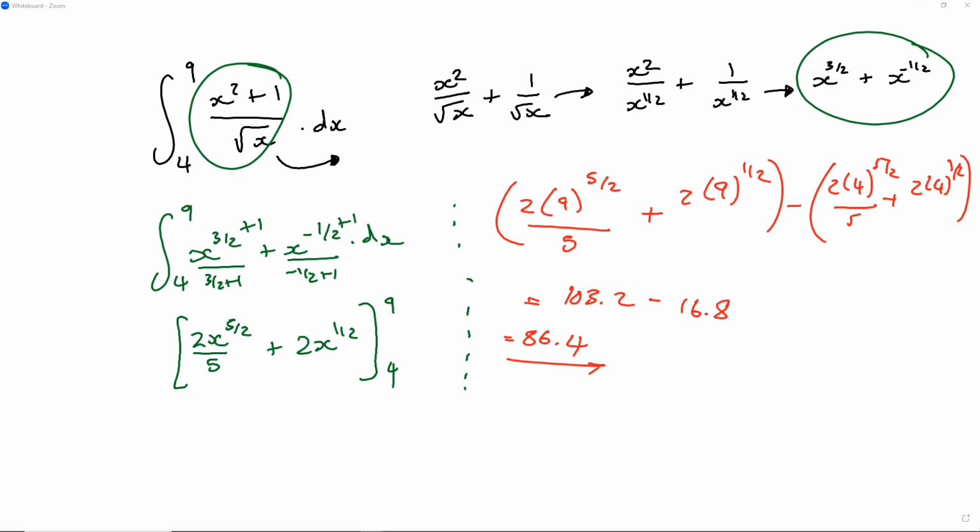And what we actually have found is the area underneath the curve. Right, the area underneath the curve. And this can also be written as a fraction if asked. It'll be 432 over 5. Okay.